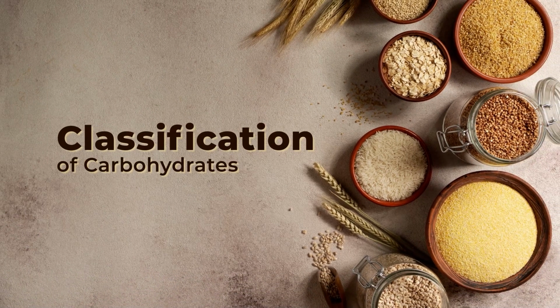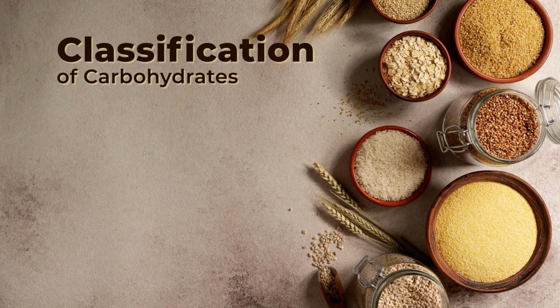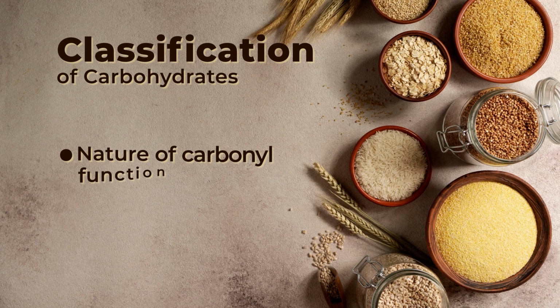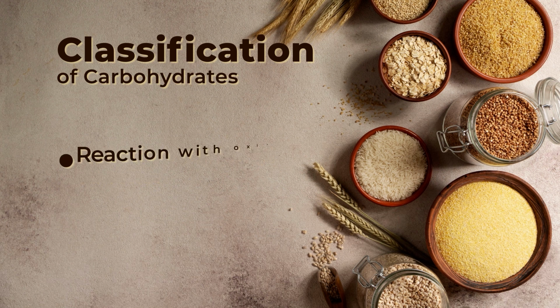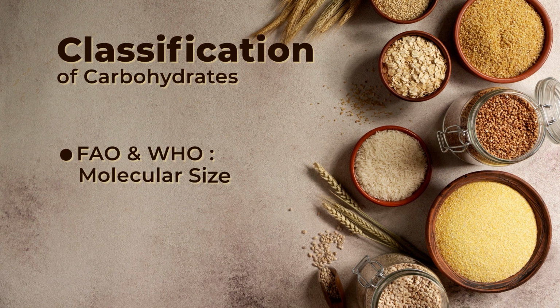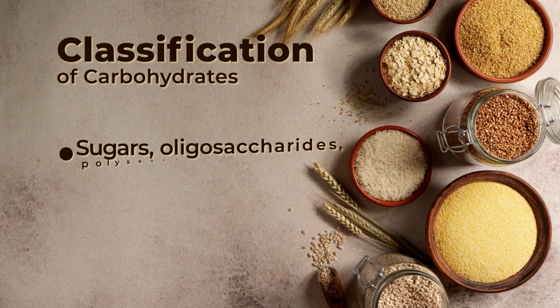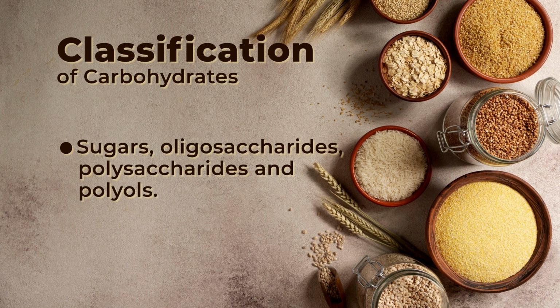Now, how do we do the classification of this? This classification could be on the chemical structures, or the composition, or the nature of carbonyl function, or reaction with oxidizing agent, or physiological roles, but FAO and WHO said that it should be done on the molecular size. So, the classification is based on the molecular size of the carbohydrates or the saccharides. So, it could be sugars, oligosaccharides, polysaccharides, and polyols.